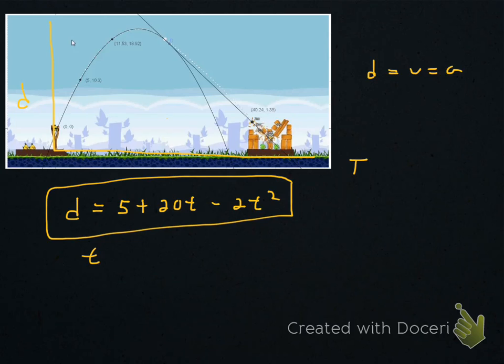Now, let's just say for an example, at initial time of 0, we're going to have a distance of 5 meters. That's pretty obvious. Now, let's say we want to know, at any particular instance in time along this graph, what the speed of the bird is traveling at. So we're going to take a look at how this relates to speed.